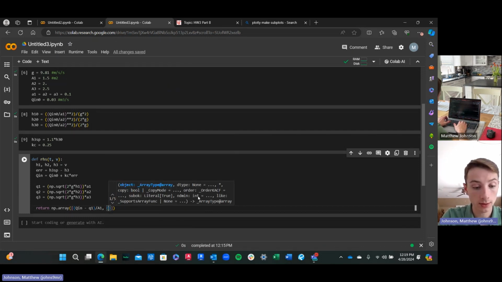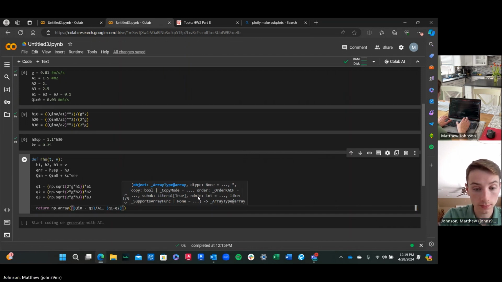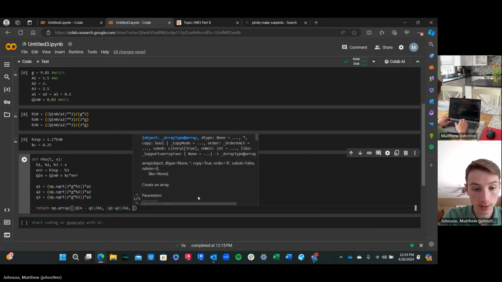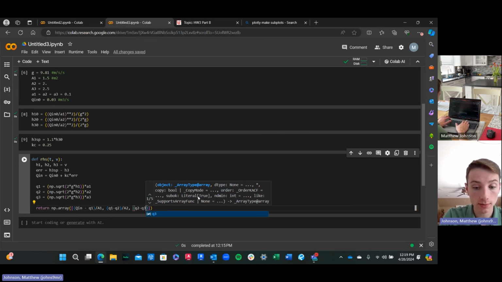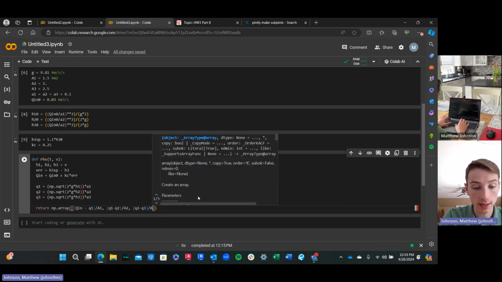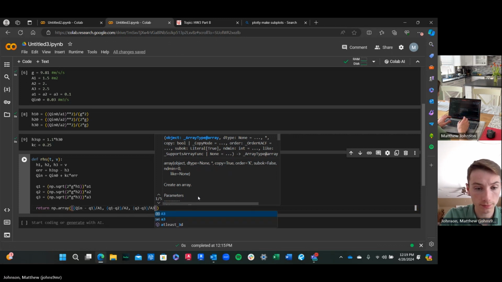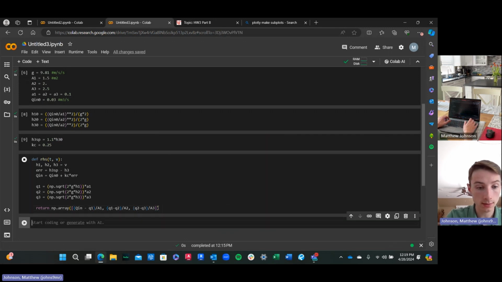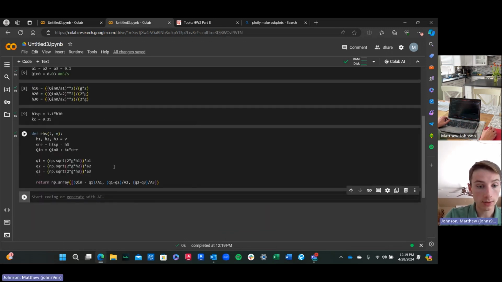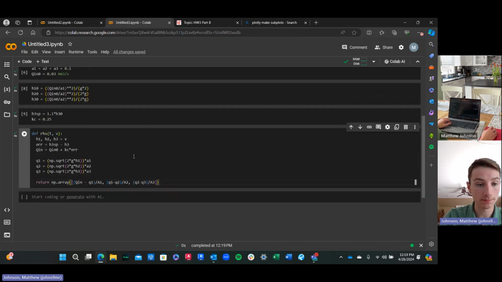Okay, and then we have it again for Q1 minus Q2 divided by A2. And lastly, Q2 minus Q3 divided by A3. Okay, I think that's looking right. So that's the array we're going to return, and then use solve IVP to solve.